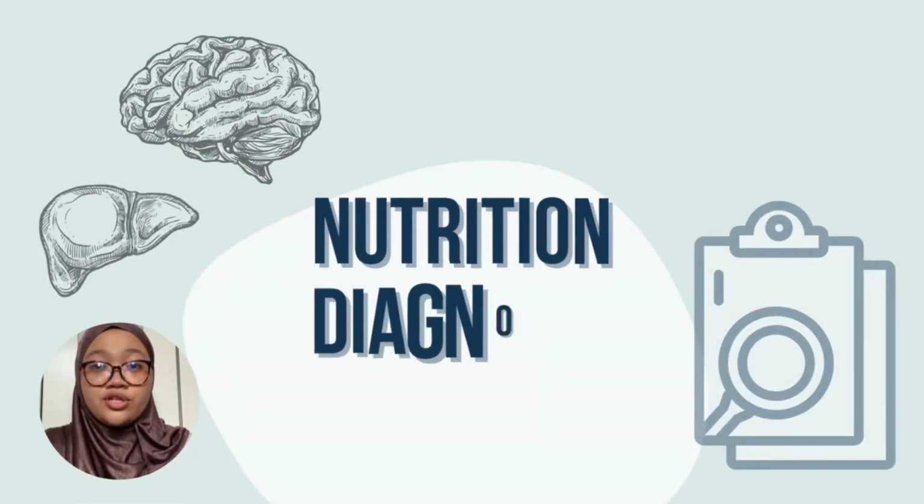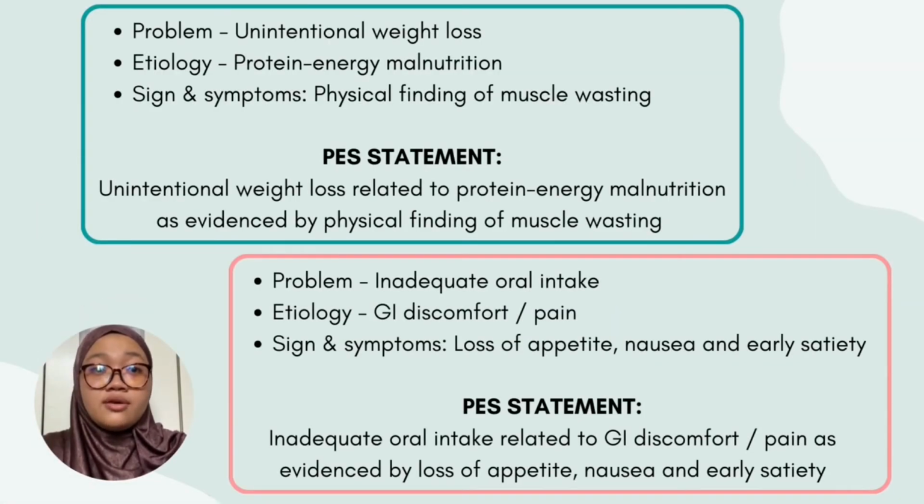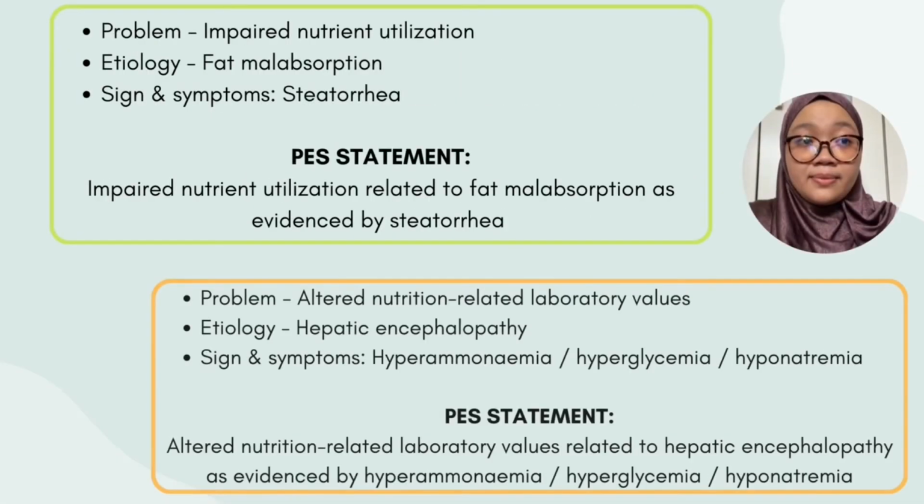Here are some common nutrition diagnoses for hepatic encephalopathy. First is unintentional weight loss related to protein energy malnutrition as evidenced by physical finding of muscle wasting. Second is inadequate oral intake related to GI discomfort or pain as evidenced by loss of appetite, nausea, or early satiety. Third is impaired nutrient utilization related to fat malabsorption as evidenced by steatorrhea. And fourth is altered nutrition-related lab values related to hepatic encephalopathy as evidenced by hyperammonemia, hyperglycemia, or hyponatremia.